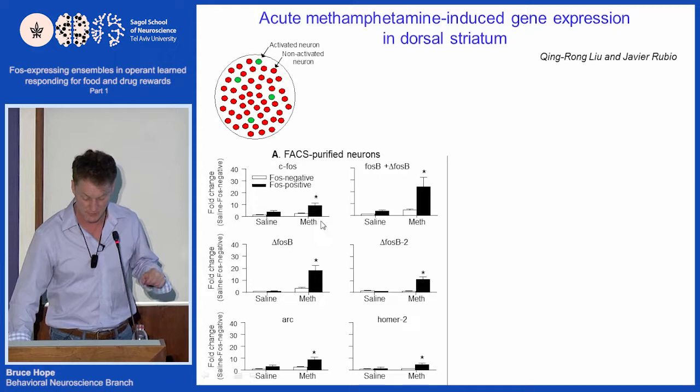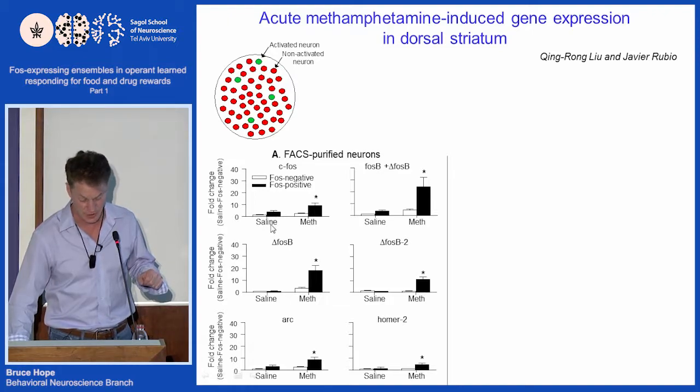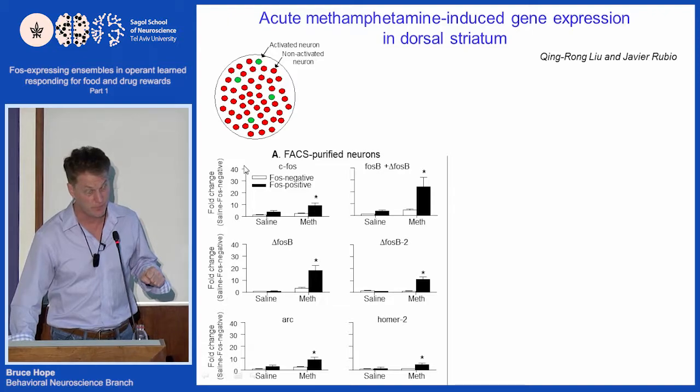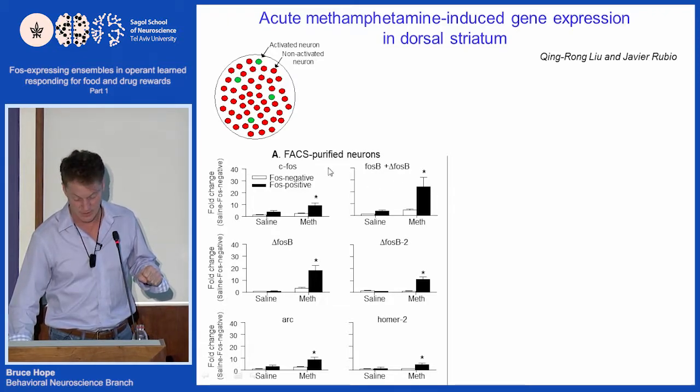In the Fos positive neurons, in the dark bars here, in the methamphetamine injected animals compared to the saline injected animals, there's an increase in c-Fos mRNA expression and even more of FosB expression going from saline to methamphetamine. I want you to notice the y-axis, always notice the y-axis, 0 to 40-fold. There are large increases in c-Fos mRNA and FosB.